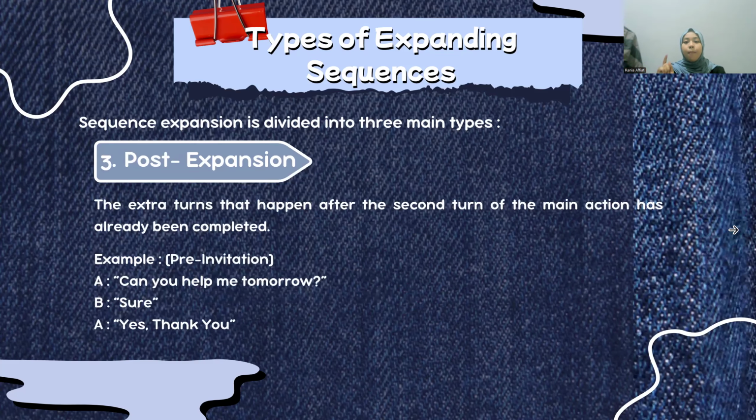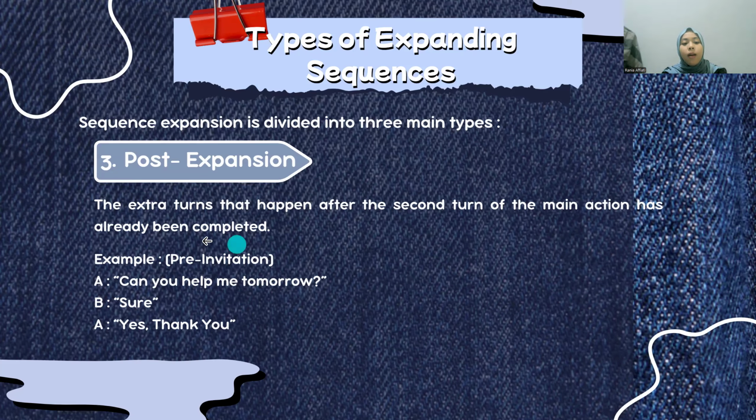And the last one is the post expansion. Like the name of it, it happens at the end of the conversation. These are extra turns that happen after the second turn of the main action has already been completed. So this happens after the main action of the whole conversation has already moved to the second pair. So the first pair tries to end the conversation so it can end naturally.